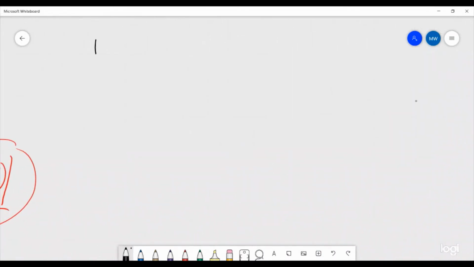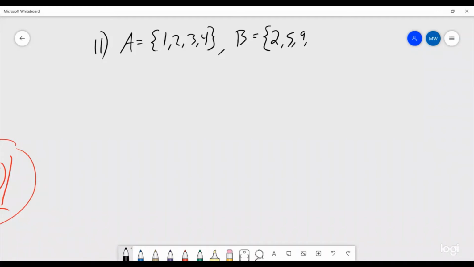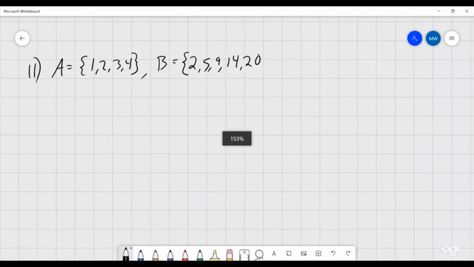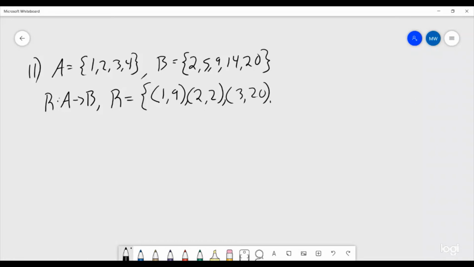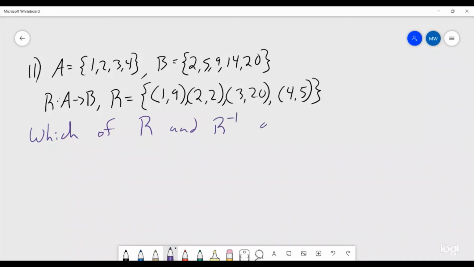Alright, so let's see. We have A is the set 1, 2, 3, 4. B is the set 2, 5, 9, 14, and 20. We have R is a relation from A to B, where R is equal to the set of ordered pairs (1, 9), (2, 2), (3, 20), (4, 5). So the question is, which of R and R inverse are functions?